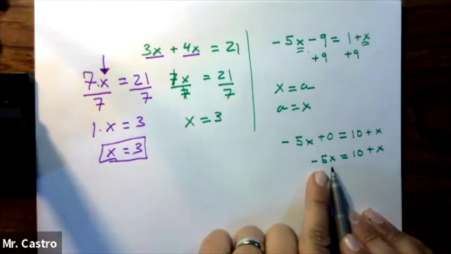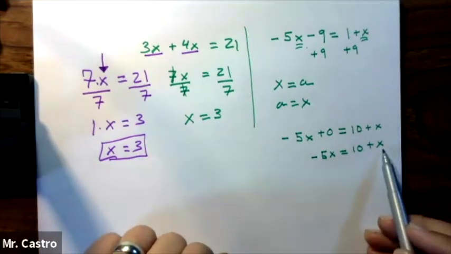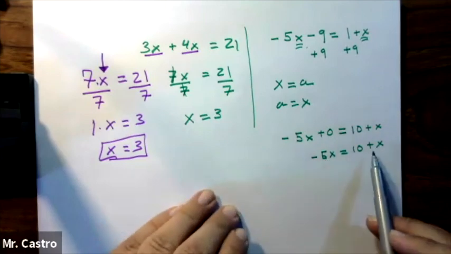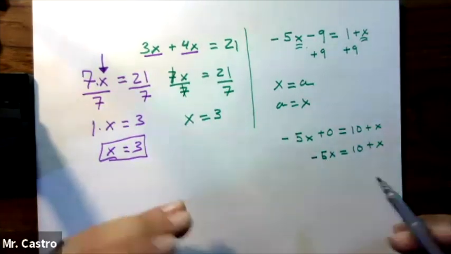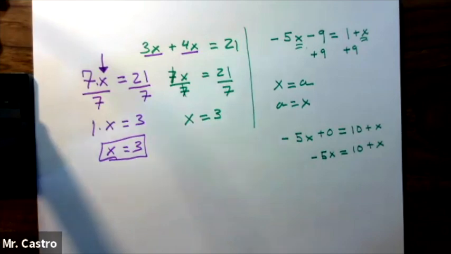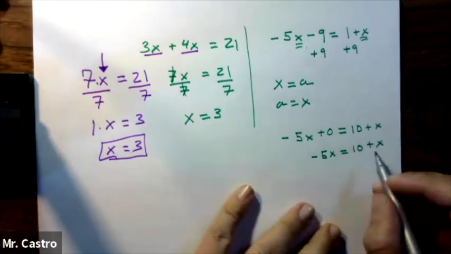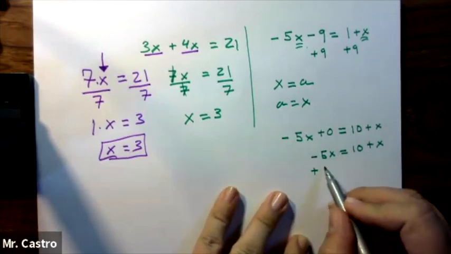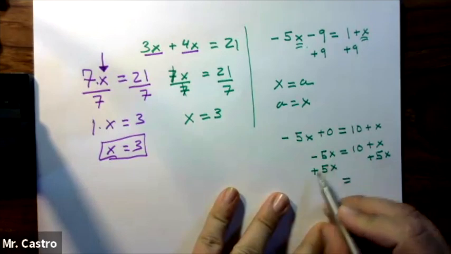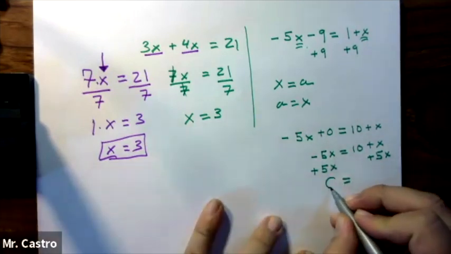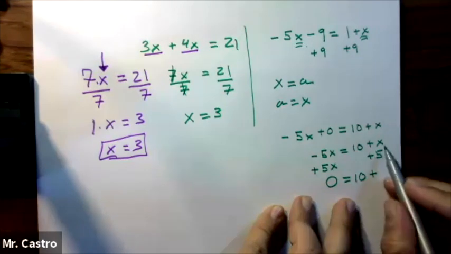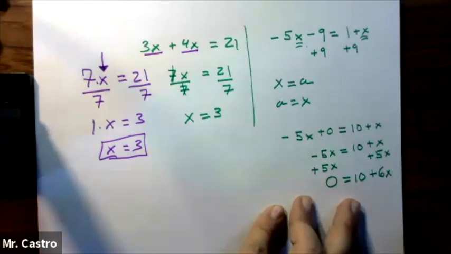All right, now I've got x on this side and I've got x on this side. So I can either move this x over here or I can move my negative 5x over there. I can move the negative 5x over here by adding 5x to both sides, or I can move this x over here by subtracting 1x from both sides. It doesn't matter. You're going to end up at the same answer. So I don't like negative numbers, so I'm going to add 5x to both sides. Okay, negative 5x plus 5x on the left side of my equation leaves me with 0. Then on the right side of my equation, I have 10 plus 5x plus x is 6x.